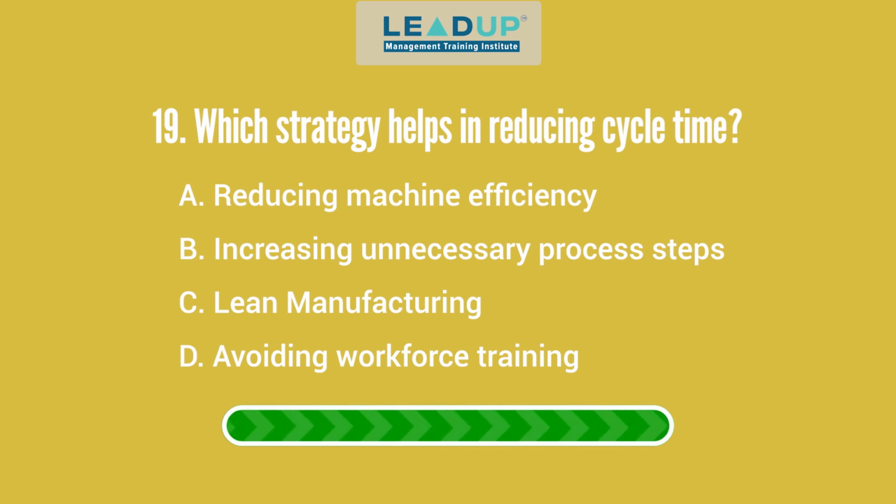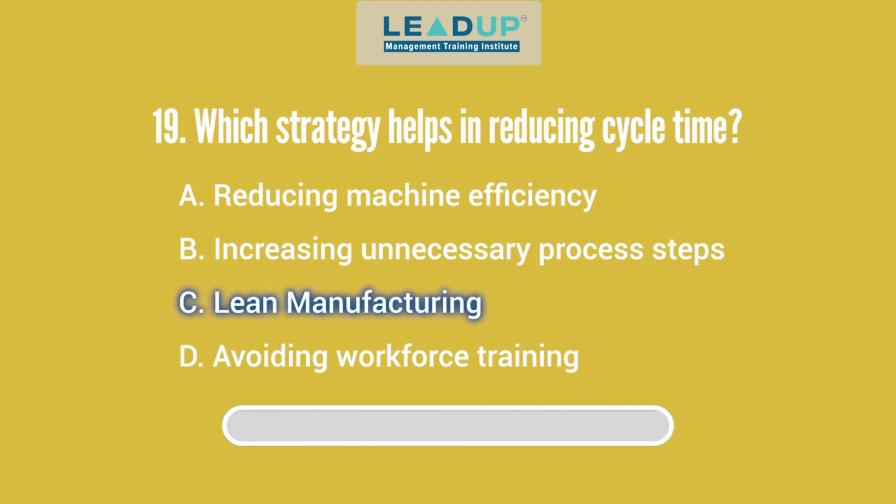Question 19. Which strategy helps in reducing cycle time? A. Reducing machine efficiency. B. Increasing unnecessary process steps. C. Lean manufacturing. And D. Avoiding workforce training. The answer is lean manufacturing.